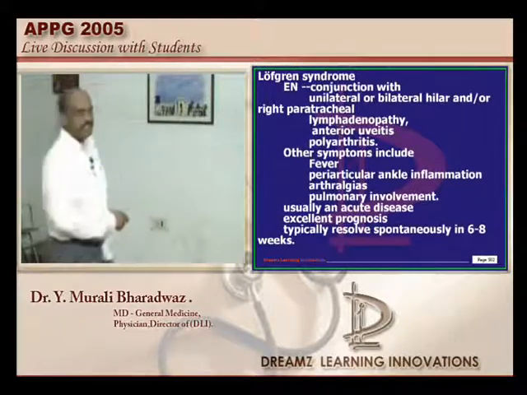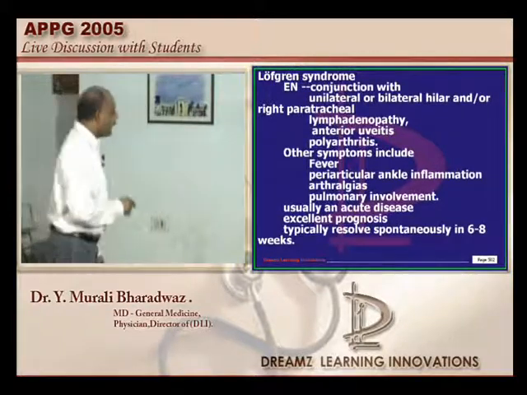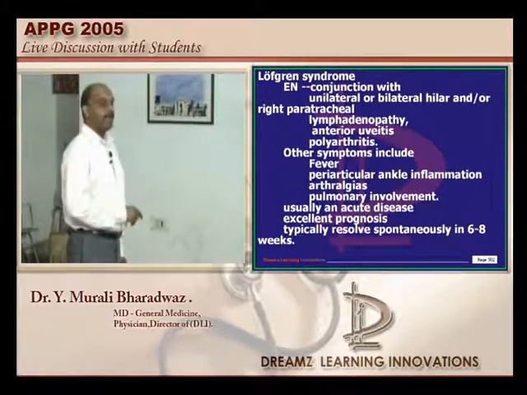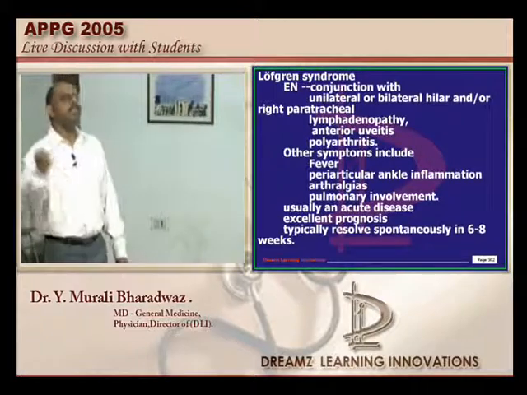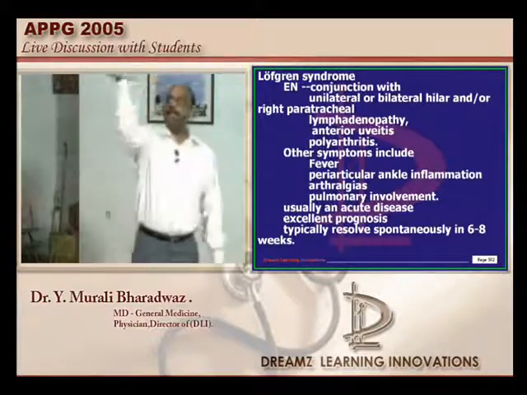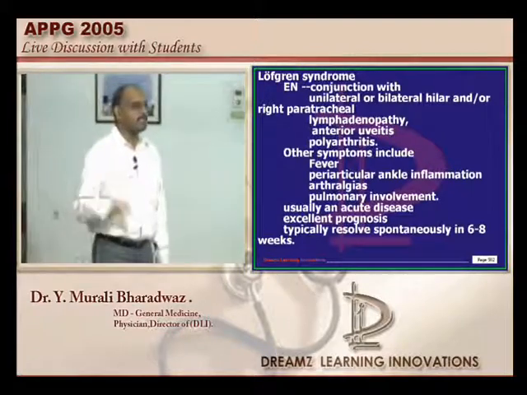Usually it is an acute disease, Löfgren's. It has got an excellent prognosis. Typically it will resolve by about 6 to 8 weeks. How will a sarcoidosis patient present to you, doctor? Basically, you have taken a chest radiograph, there is a bilateral hilar adenopathy, then the whole story begins.